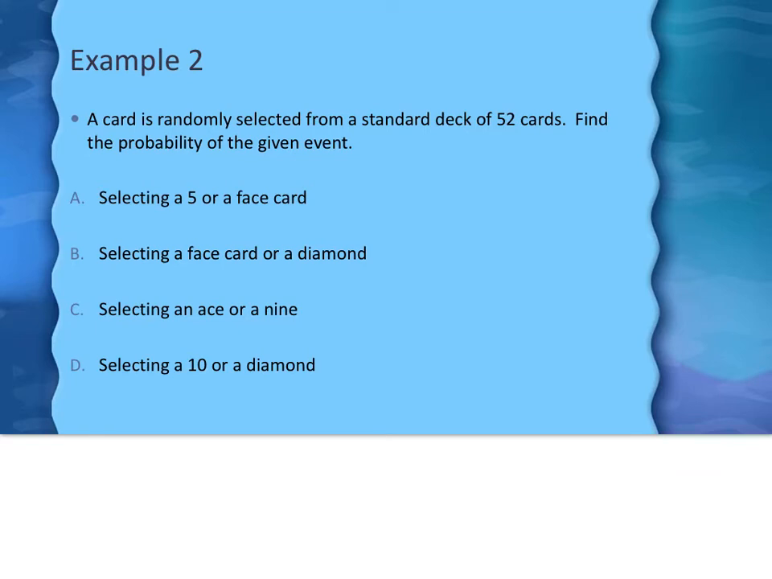How many 5s are there? There are 4 out of 52. How many face cards are there? 12. There are 4 jacks, 4 queens, and 4 kings. Everybody understand that? So this would be 12 out of 52. So 16 out of 52, which reduces. All right, this would be 4 and 13.